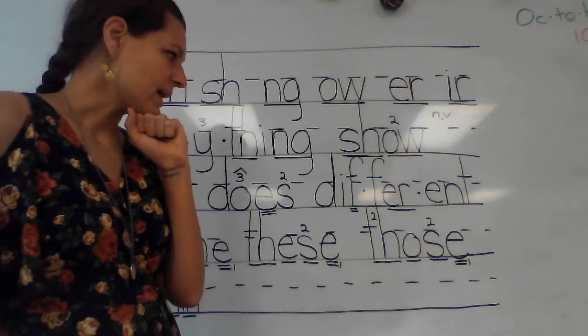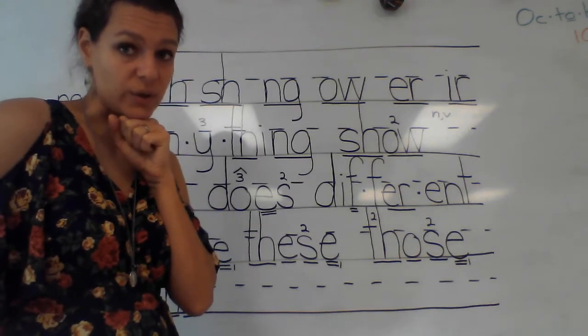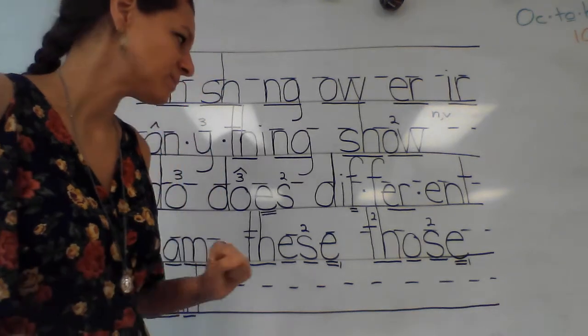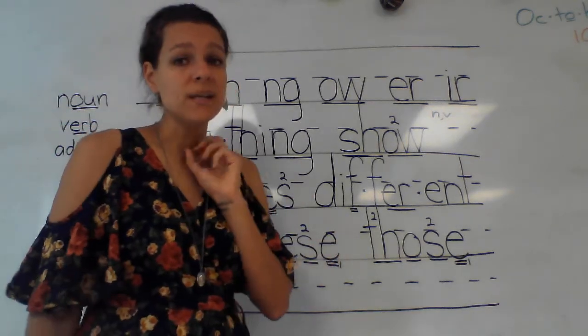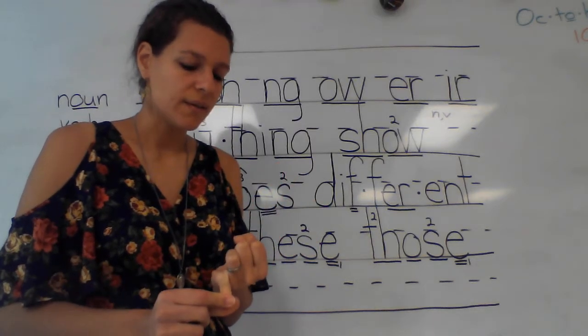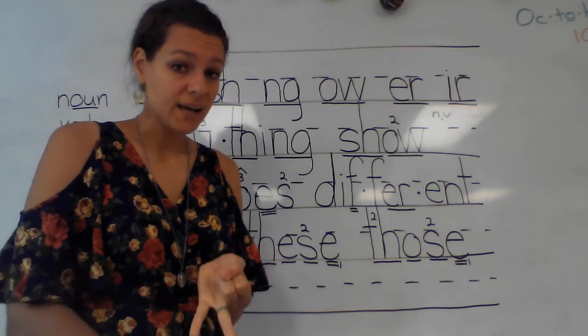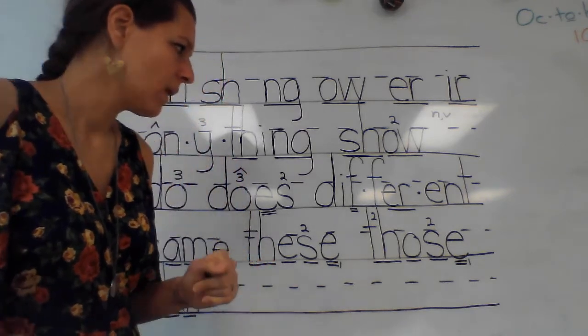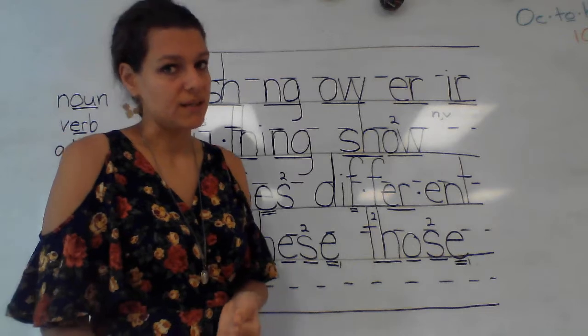All right, next we've got "different." How do we say it to spell it? Good, different. All right, I'm going to use it in a sentence, and I want you to think: is it a person, place, or thing? Is it an action, or is it describing something? Is it describing a person, place, or thing?